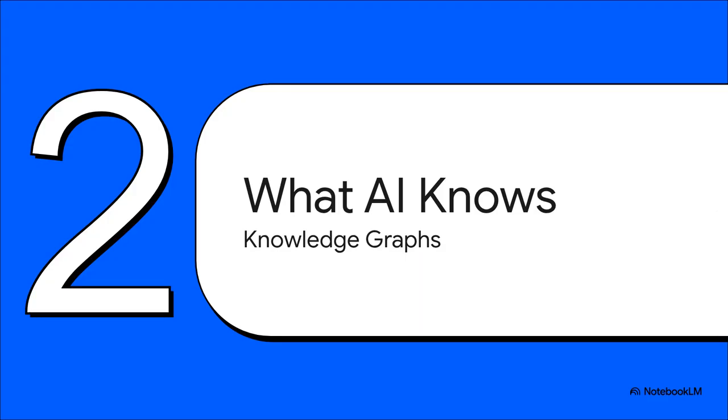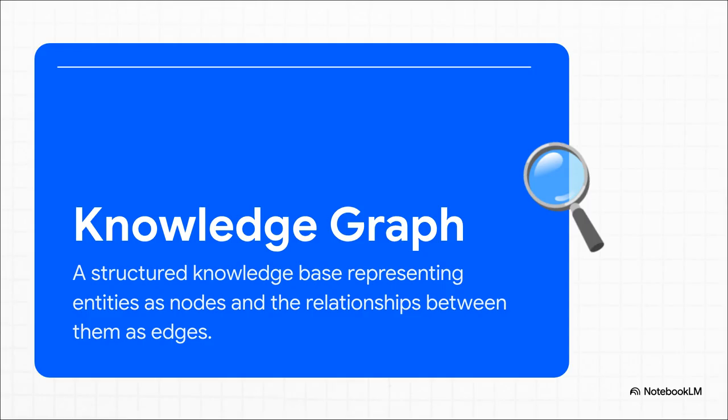Okay, let's dive into that first world, the knowledge graph. This is all about giving our AI a solid foundation of facts, grounding it in reality so that its answers are actually accurate and trustworthy. So what in the world is a knowledge graph? Don't let the name intimidate you. It's just a way of organizing information like a giant interconnected web of facts.